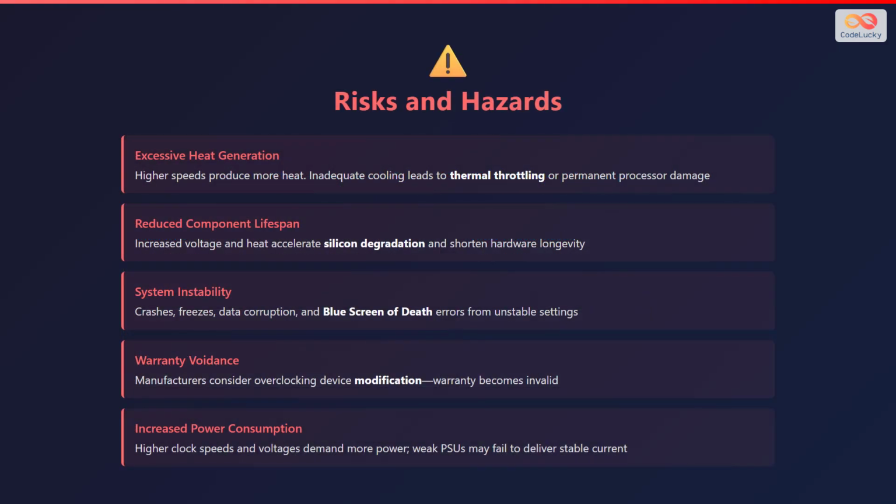Overclocking carries significant risks. Excessive heat generation is the primary concern. Higher speeds produce more thermal energy, and inadequate cooling can cause thermal throttling or permanent hardware damage. Your components will experience accelerated degradation due to increased voltage and heat, reducing their lifespan by 10 to 30%. System instability is common, manifesting as crashes, freezes, data corruption, and blue screen errors. Additionally, overclocking typically voids your manufacturer's warranty, so any hardware failure becomes your responsibility. Finally, overclocked systems consume 20 to 30% more electrical power, potentially overwhelming undersized power supplies.